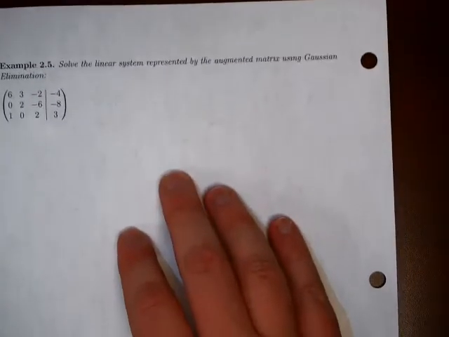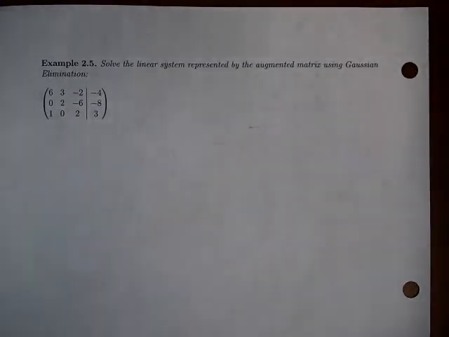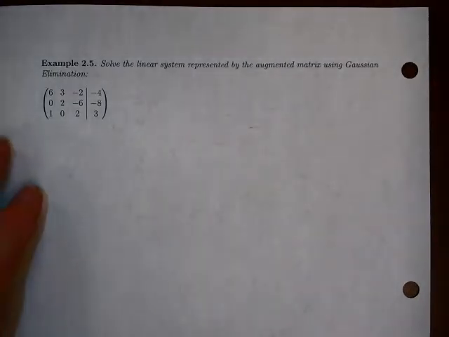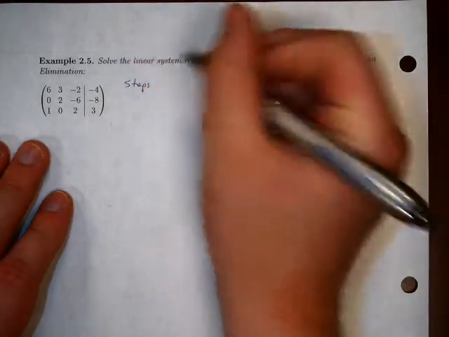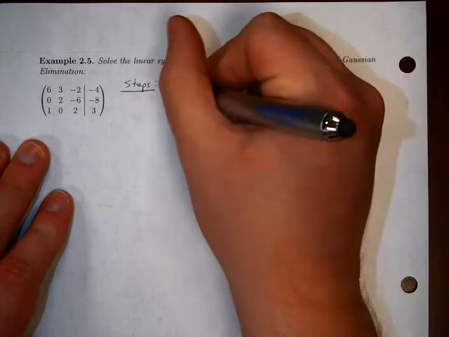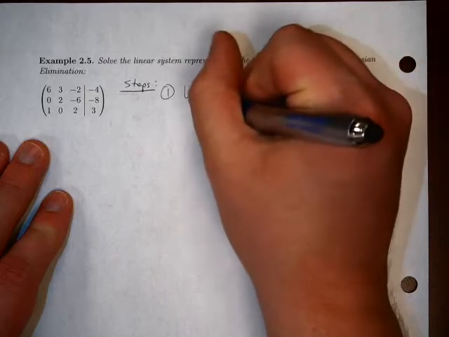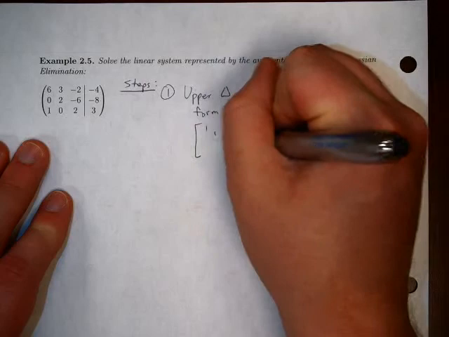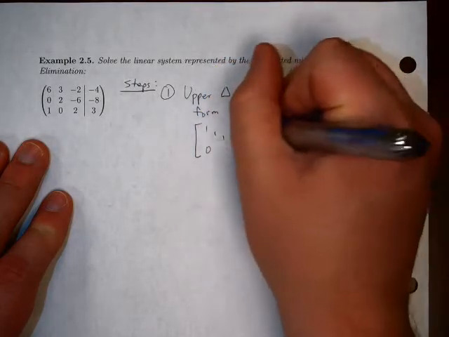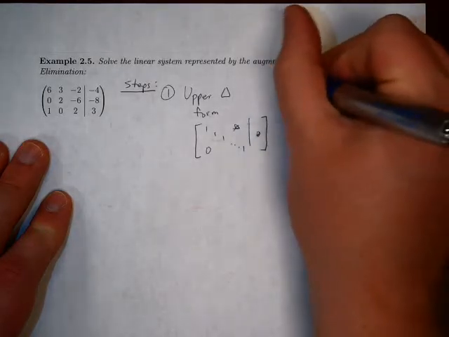So let's try an example. Let's say we want to solve this particular system of equations. What we want to do is use the following steps. Just to recap from the previous page, we want to get an upper triangular form. Remember, that's ones along the diagonal, zeros below, and we don't care so much about what's up here or over there.